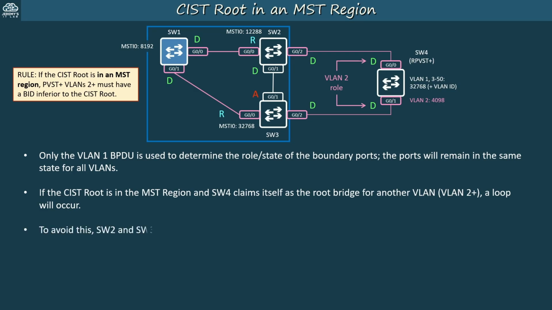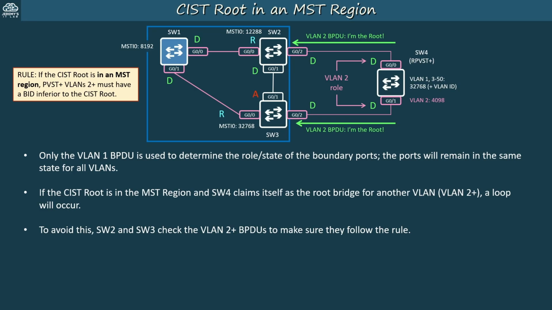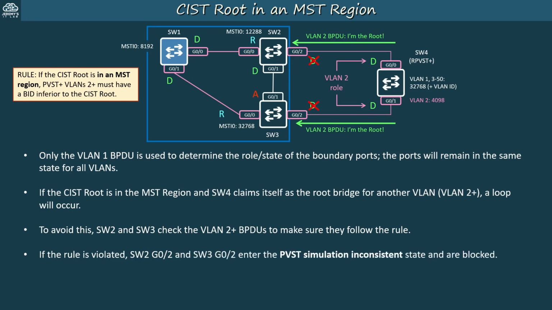To avoid this, switch 2 and switch 3 check the VLAN 2+ BPDUs to make sure they follow the rule. This is one of the consistency checks I mentioned earlier. Although only the VLAN 1 BPDU is used to determine the topology, the VLAN 2+ BPDUs are still checked to make sure they follow this rule. So when switch 4 sends VLAN 2 BPDUs, claiming itself to be the root bridge, switch 2 G0/2 and switch 3 G0/2 enter the PVST simulation inconsistent state and are blocked.